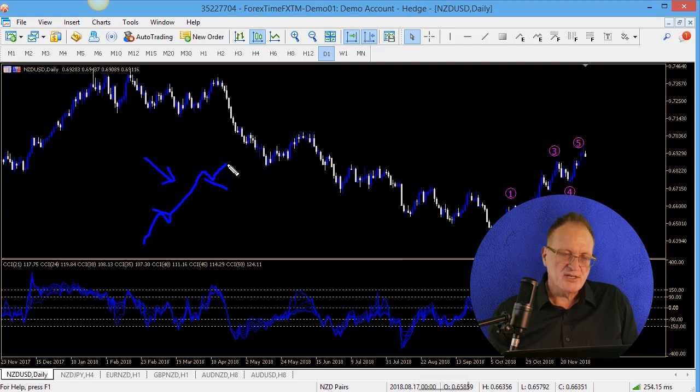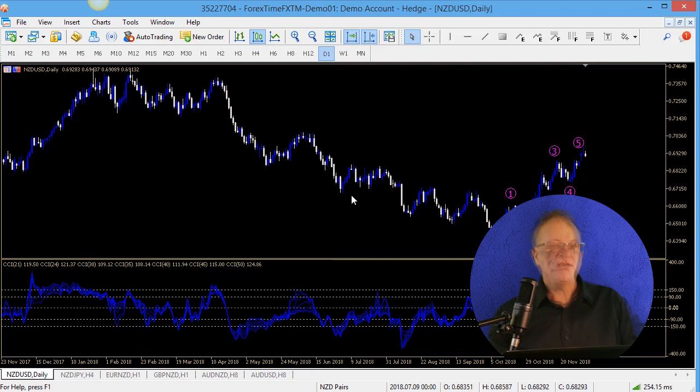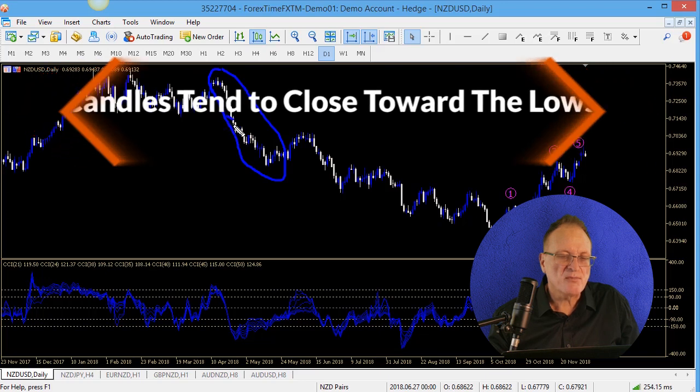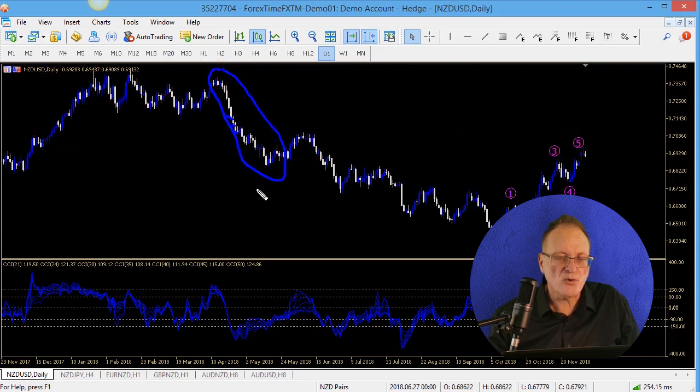Then during a correction, it may form lower highs and lower lows in a correction to an uptrend, and waves that overlap. So these waves are overlapping right here. Even more important and more obvious than all of this is that with impulsive price action, you will see, first of all, during a downtrend, all of the candles are closing toward their lows. So that makes long-bodied candles, and all of these are closing close to the low.